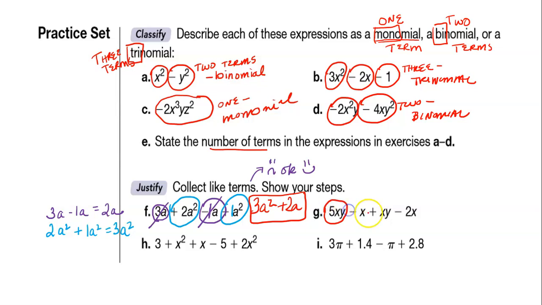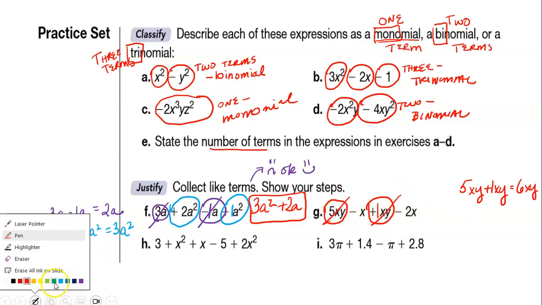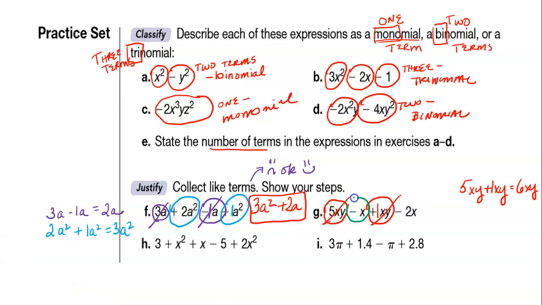So 5xy plus xy with that invisible 1. Let's take that over here. Okay, and then those go away. Okay, let's pick something else. So then we have negative x. This has an invisible 1 in front of it, minus 2x. You'll see that the operators go with the term. So this is negative 1x minus 2x, negative 3x. So our answer is going to be 6xy minus 3x.